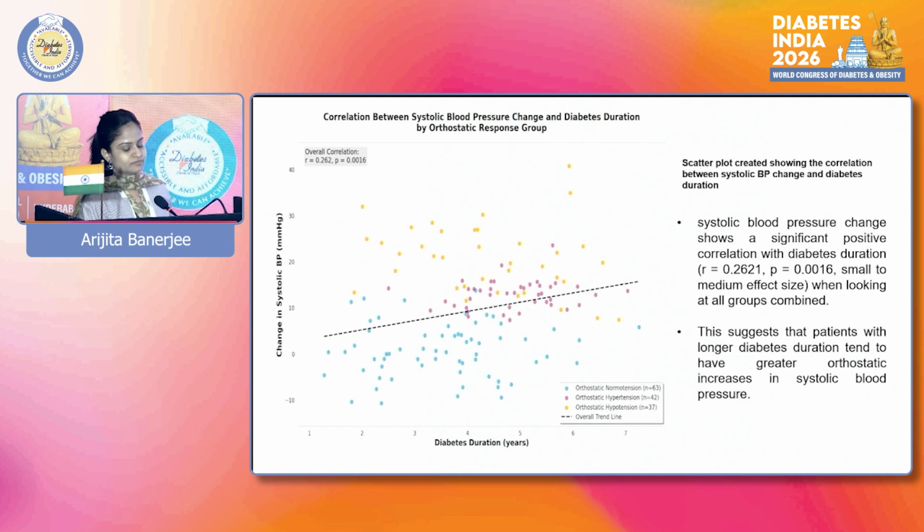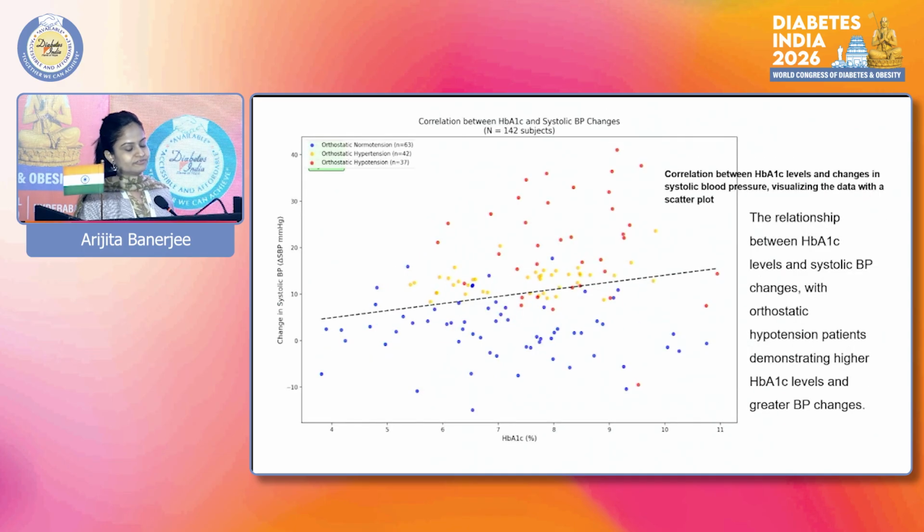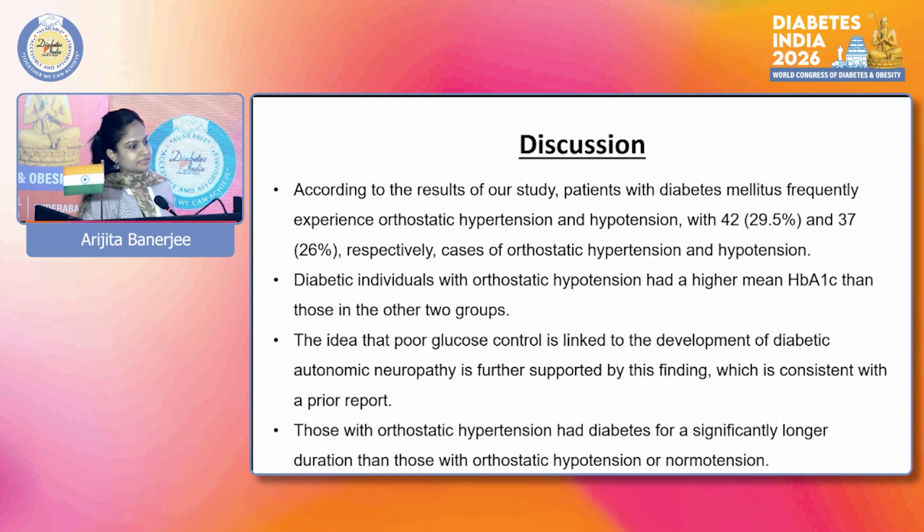This scatterplot shows the correlation between systolic blood pressure changes and the duration of diabetes. Combining all the groups, this suggests that patients with longer duration of diabetes tend to have a greater orthostatic increase in systolic blood pressure. We also have a positive correlation between glycated hemoglobin and systolic blood pressure changes. The orthostatic hypertension patients who are diabetic demonstrate greater HbA1c levels with greater BP changes, which is in accordance with previous studies that poor glycemic control is related to diabetic autonomic neuropathy.